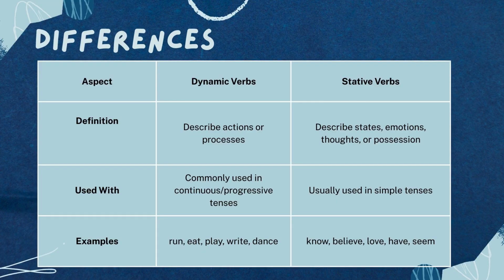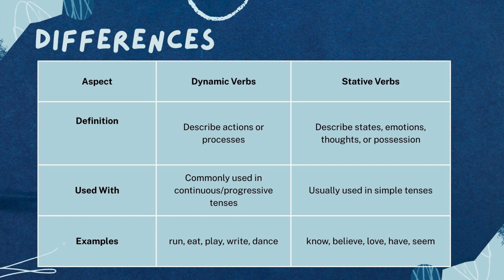Now let's compare dynamic and static verbs side by side. Definition. Dynamic verbs describe action or process, while static verbs describe states, emotions, thoughts, or possession. Use with tenses. Dynamic verbs are commonly used in continuous progressive tenses. Static verbs are usually used in simple tense.